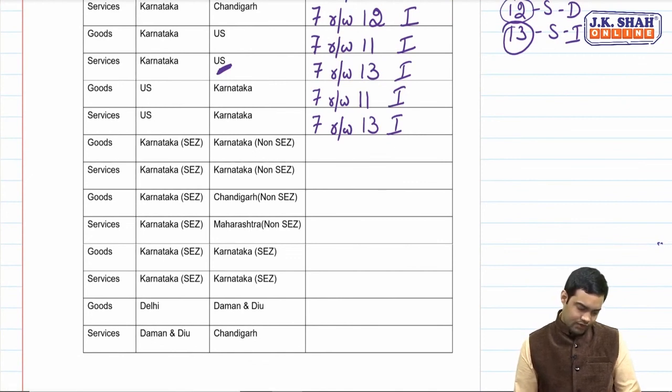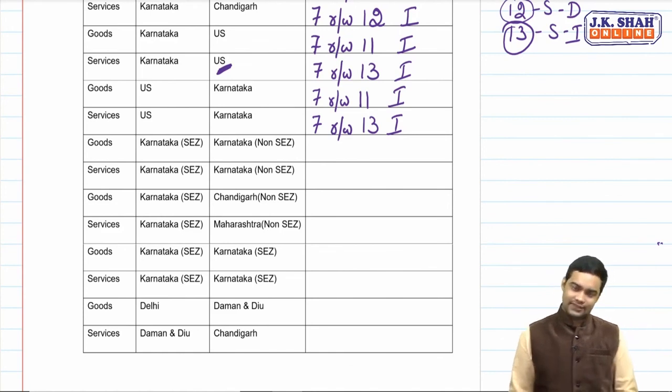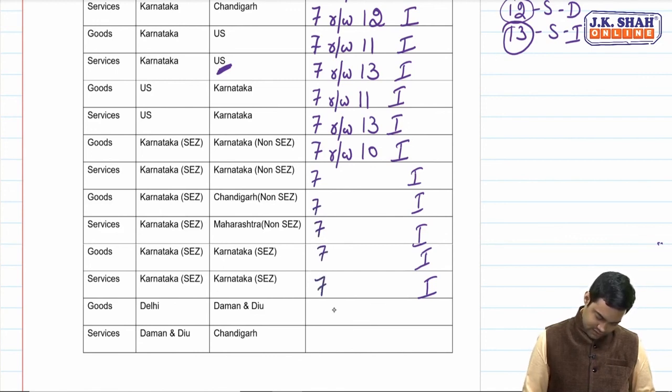Then we have goods Karnataka SEZ, Karnataka non-SEZ. Karnataka SEZ supplying a product to Karnataka non-SEZ. First, it will be section 7, read with, it's a domestic transaction, so it will be section 10, and it will be IGST. With SEZ, you can write IGST, even between two SEZ, IGST. So all this will be 7. This will also be 7, this will also be 7.